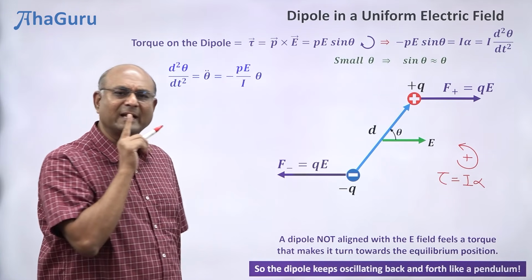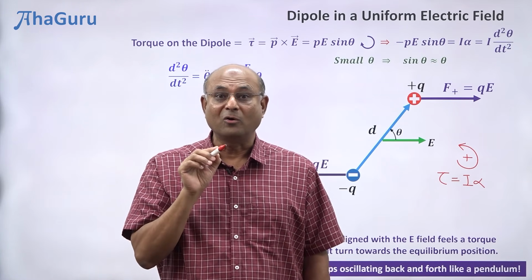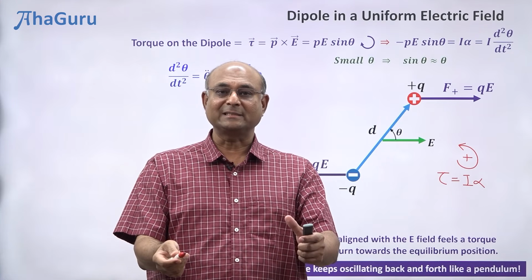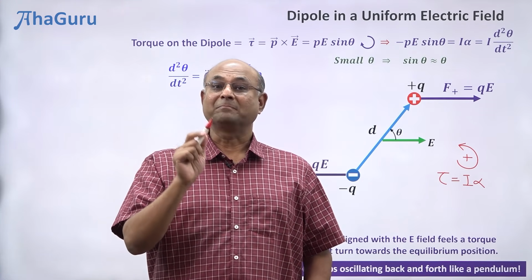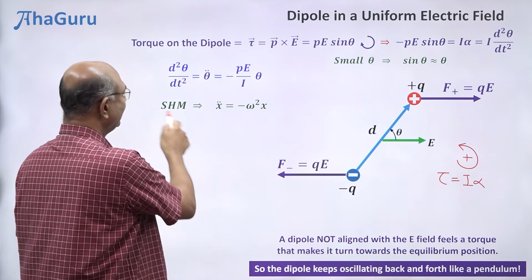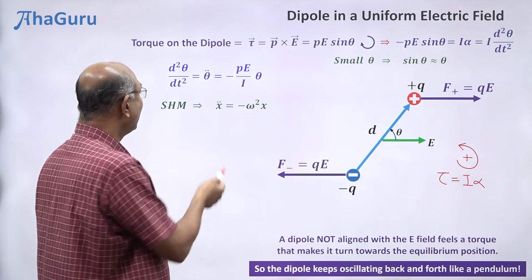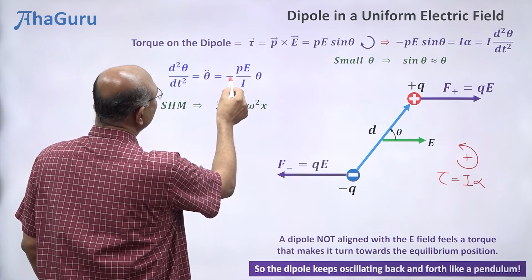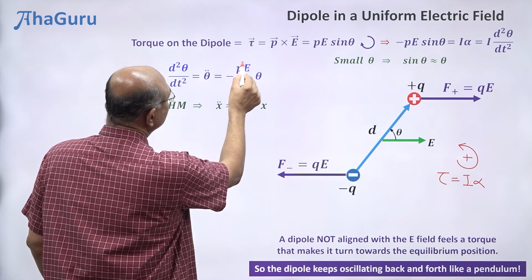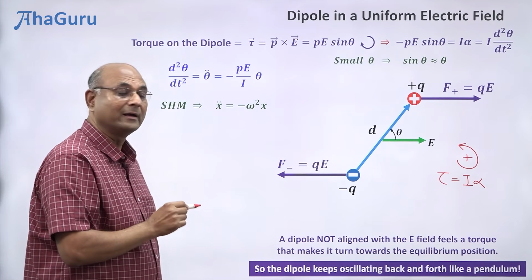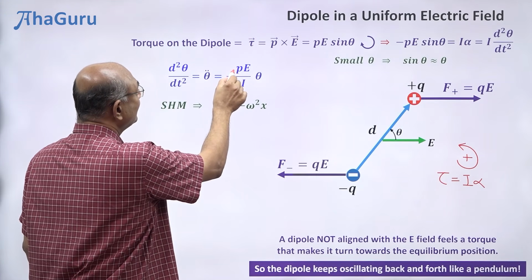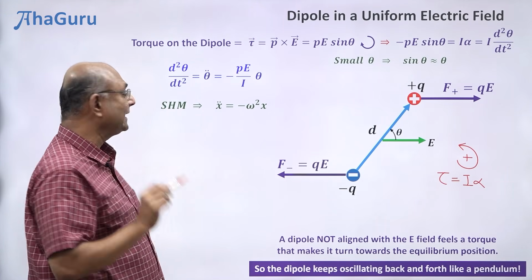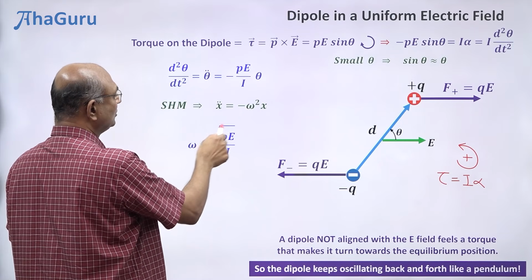This actually looks like a formula you probably know. For simple harmonic oscillations, x double dot is minus omega square x, right? That is the basic rule for simple harmonic motion. This is the equation that we are going to use. So here, theta double dot is minus something into theta. This something must be omega square. So omega must be root of PE by I.